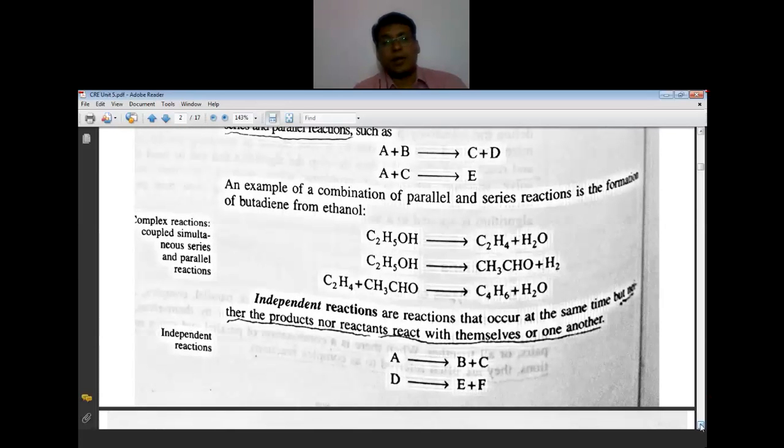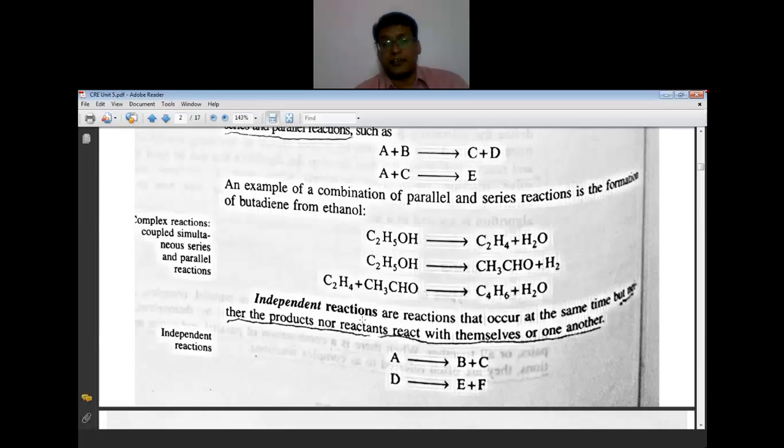An example of a combination of parallel and series reactions is the formation of butadiene from ethanol. This is your ethanol giving you C2H4. Then this ethanol also gives you the aldehyde, and this aldehyde plus the product C2H4 is going to give you the butadiene C4H6.